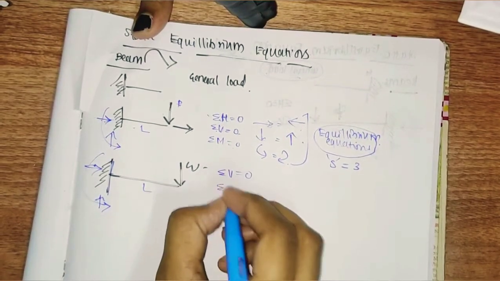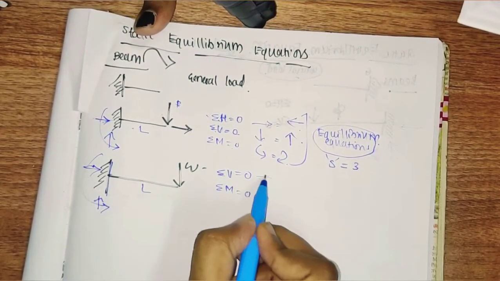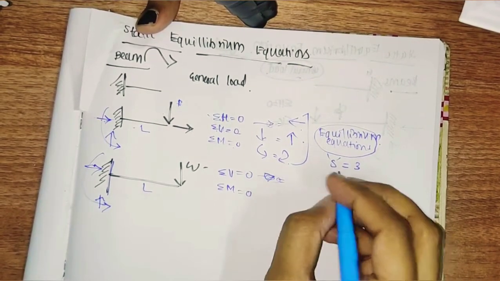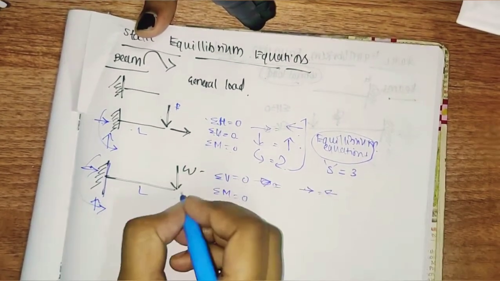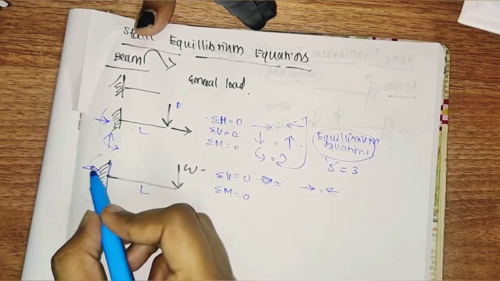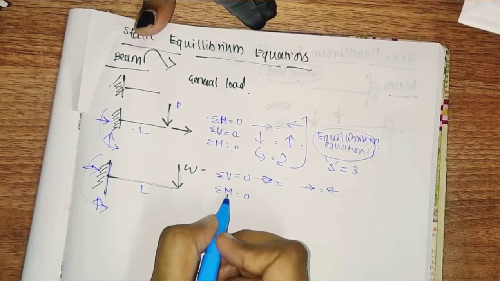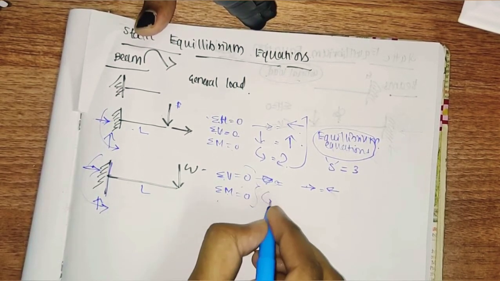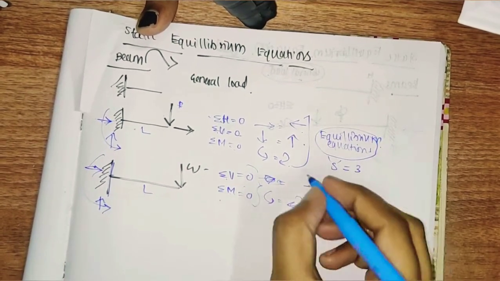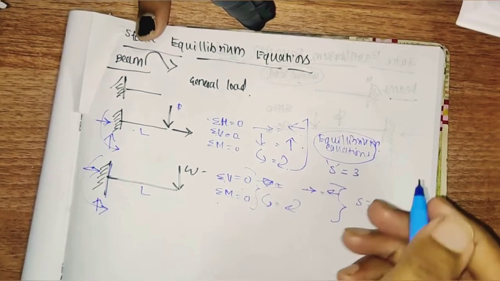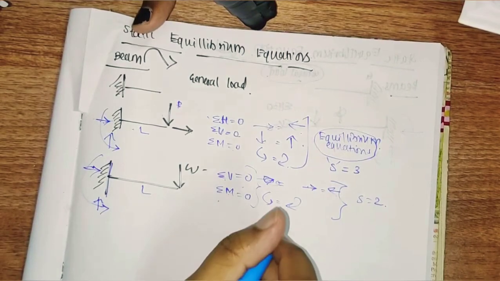For moment also I am getting this. If there were a horizontal load, there should be a horizontal reaction to balance it. Here you can write only summation of V equal to 0 and summation of M equal to 0, that is, clockwise moment equal to anti-clockwise moment. So here S equal to 2, where S is the number of equilibrium equations.